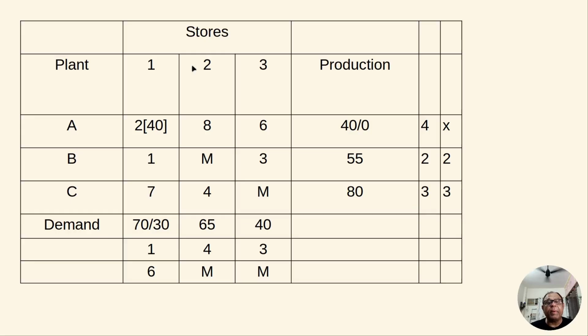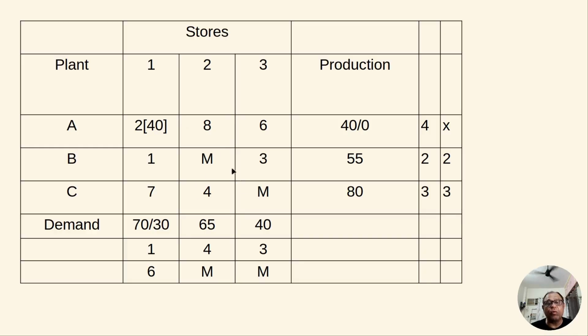Now we come down to the penalty of store 2. Here we need to understand that we have done the allocation in row number 1, so this does not come into our penalty calculation. We have to remember that rows or columns that have been allocated fully do not come into the penalty calculations. So now if we have to calculate the penalty, obviously 8 is out of the picture here.